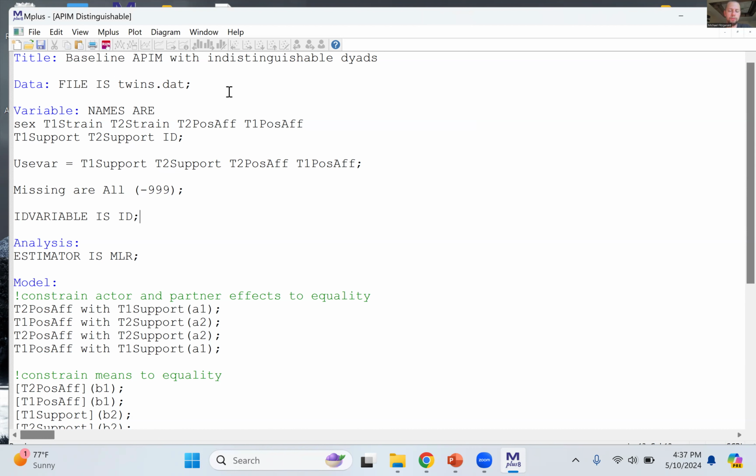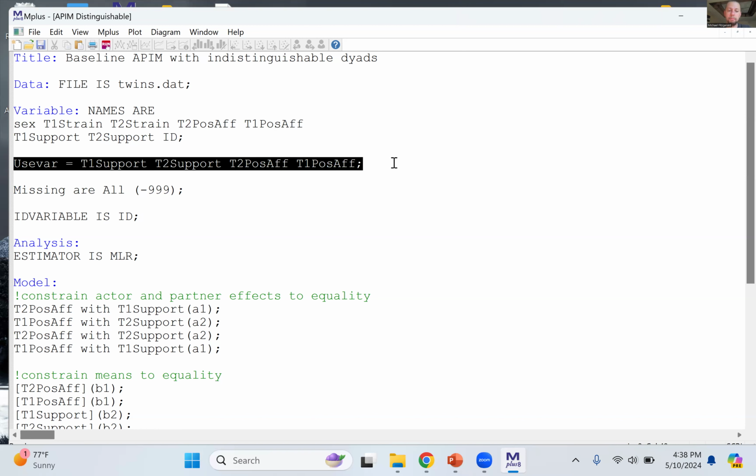And so this is a data set where we have a set of identical twins. So we have a set of identical female and male twins all within the same sample. And we are going to be looking at the influence of family support on positive affect among indistinguishable twin dyads. And so what you'll see here are our 8 variables, and we're only going to be using 4 of them. So we're just going to run, again, the basic actor-partner interdependence model.